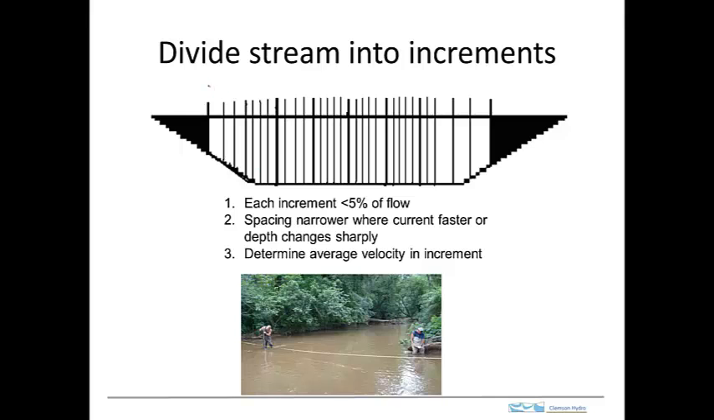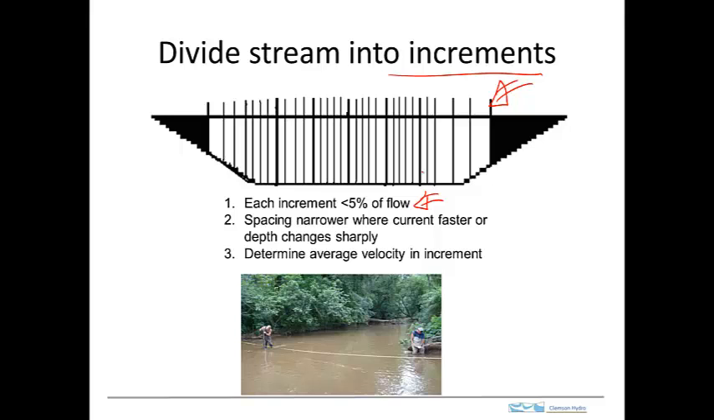So what we have to do is divide the stream into increments, and if the flow in the stream is fairly uniform, then you could use uniform increments. If there are places within the stream where the velocity is particularly fast and ones where it's slower, then you might want to make uneven increments, where the width increments are closer where the velocity is fast. So that's the idea going on right here. And each increment would be, say, around 5% of the flow. That's some guidelines.